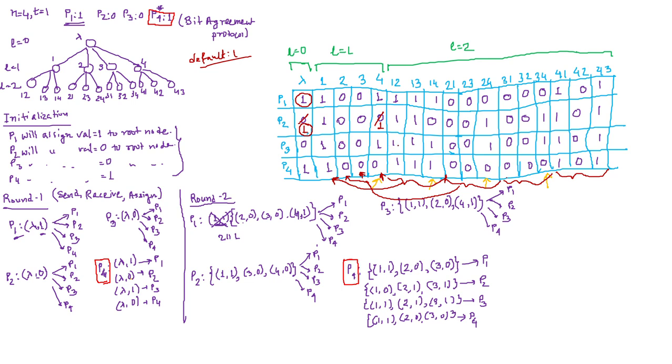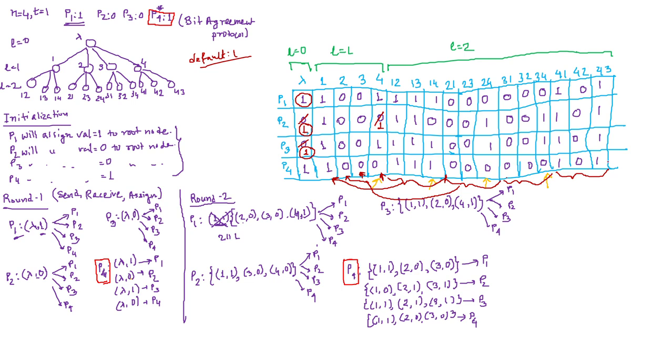And 1, 2, 1, 3, 1, 4. Majority count is 1. This is already 1. So nothing is changed. And since there is no majority over the level 1 nodes, we will assign the default value 1 to the root node, and this is the final output of P3 after the Byzantine agreement protocol.